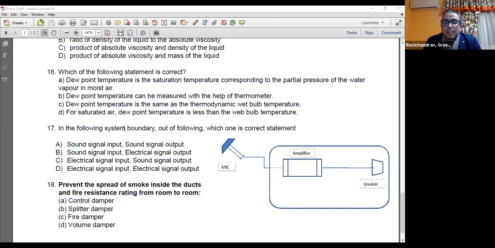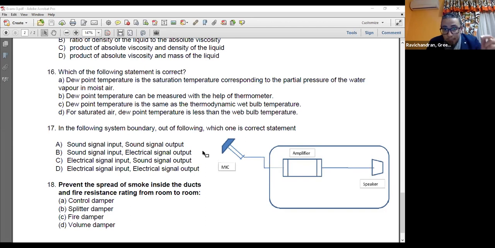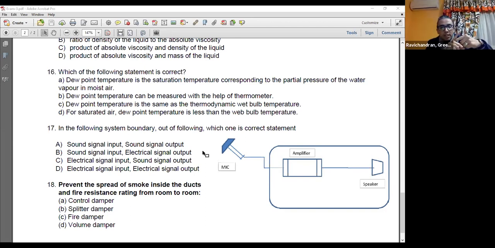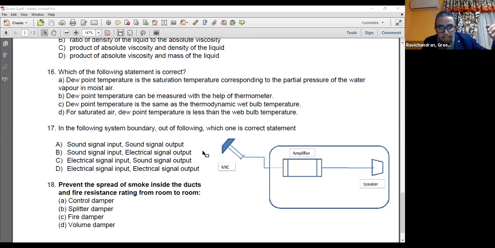Before you give me the answer, remember what we said in the first slide today in thermodynamics. Yeah, C, doctor, C. 17, inside the boundary, C. Yes, 17, electrical signal input, because this is what is crossing the boundary. We talk about the boundary, not the total system. What is inside the boundary and what is out from the boundary. So the electrical signal is input and the output is sound.